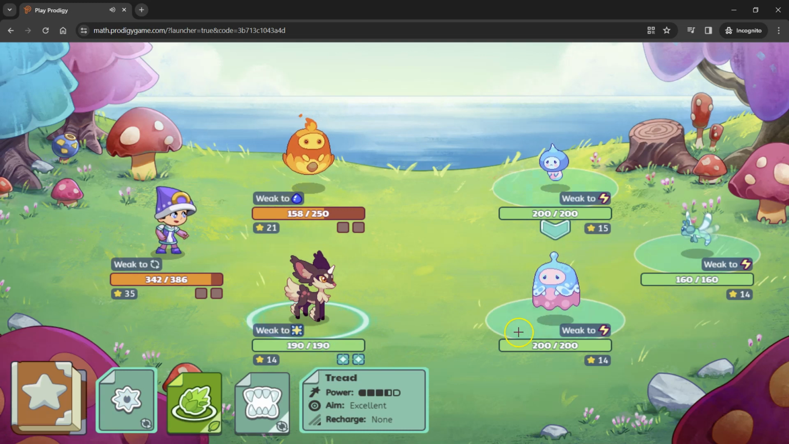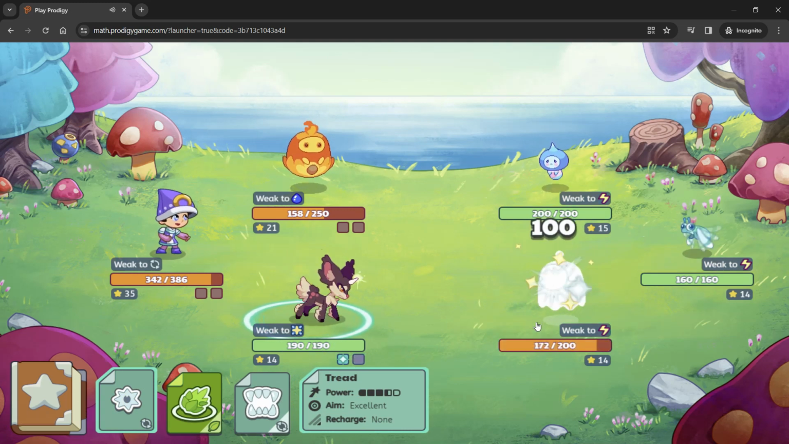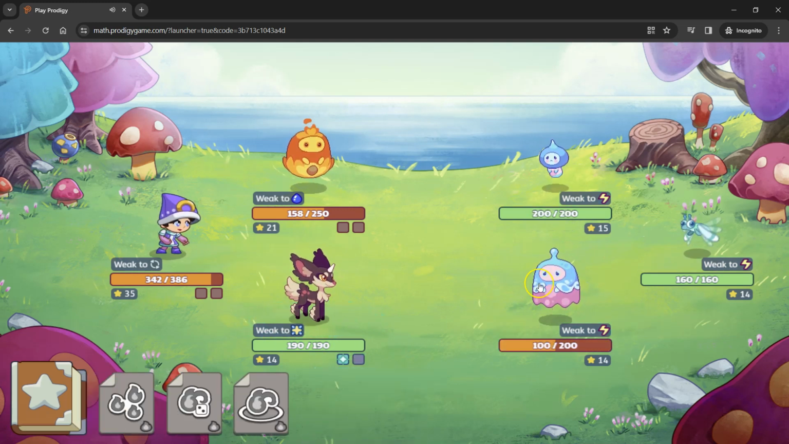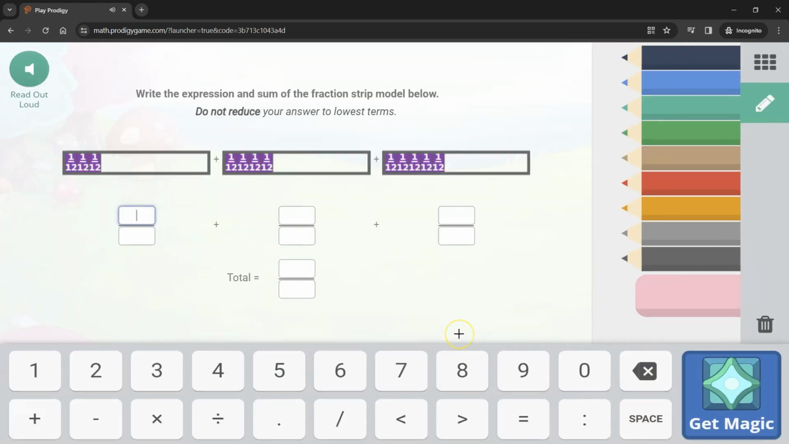All right, Tread. We got to use Tread. Not too bad. Not too bad. That looks like River Crawler. Looks so sad.